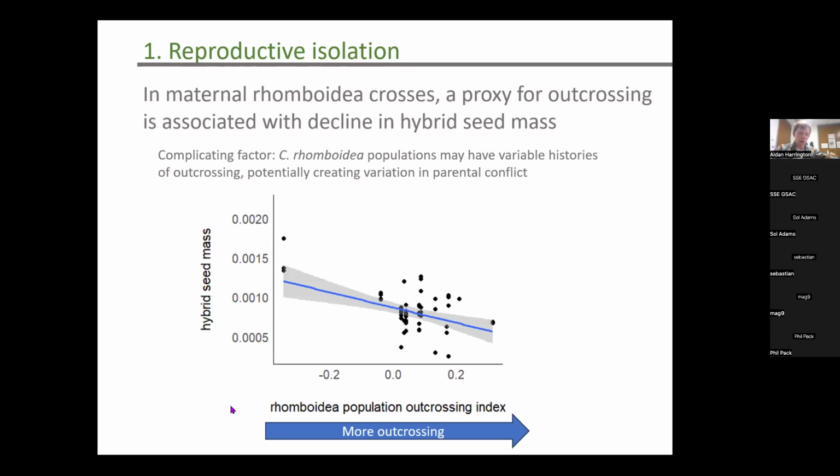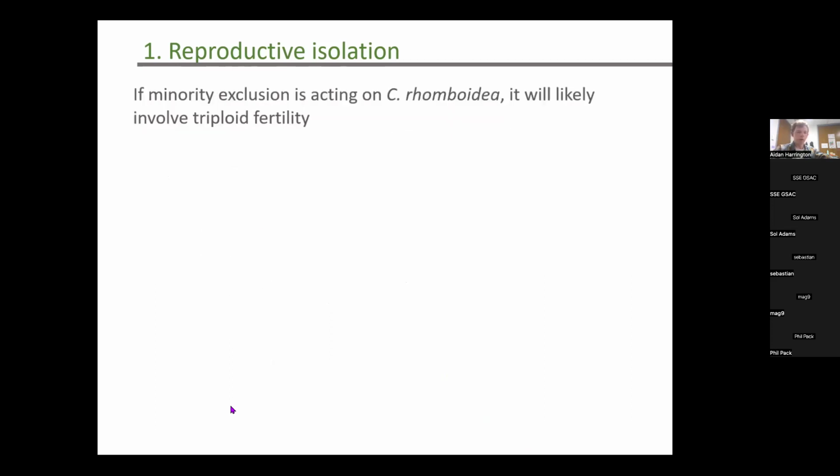Whereas when they have low amounts of outcrossing and higher autofertility, they don't have those same competitive alleles, and hence the hybrid seeds are heavier because the paternal overgrowth is not resisted. Okay. So if minority exclusion is acting on C.